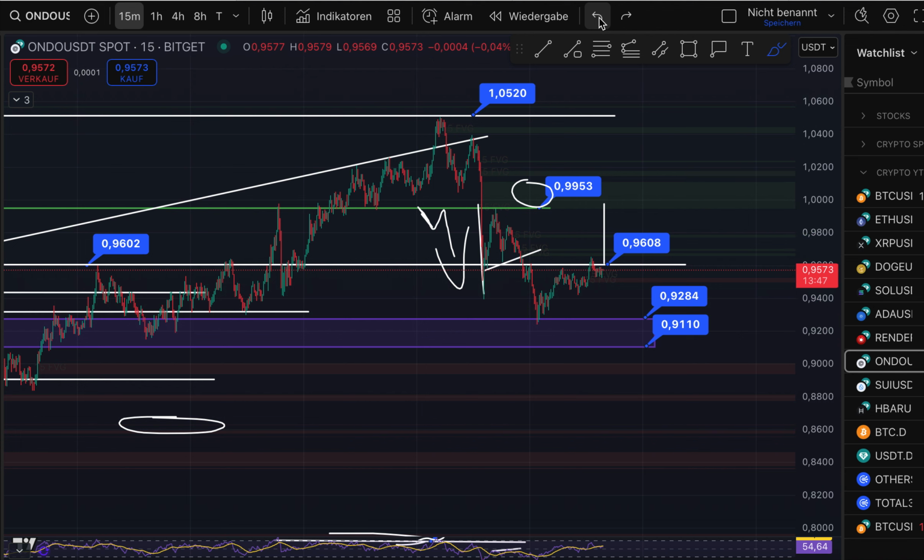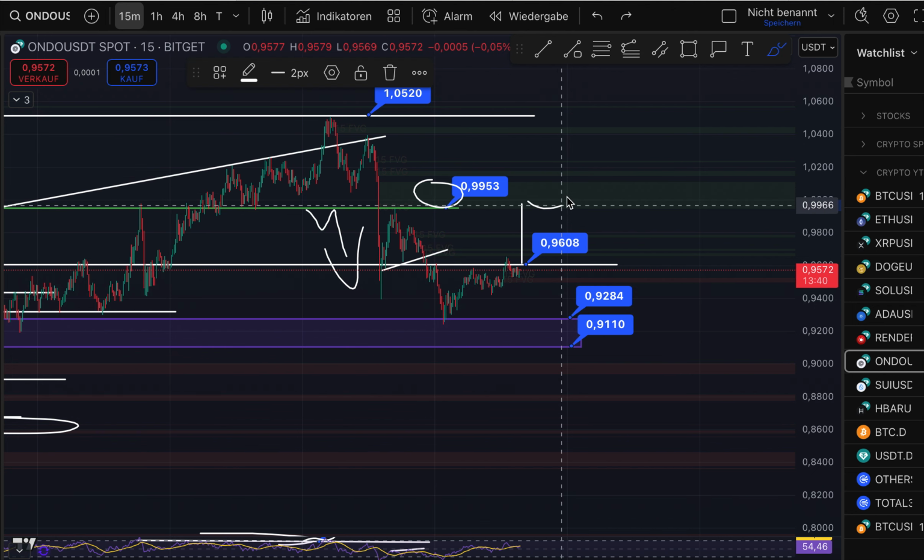So we have to see if we are going to drop even more, or if we break something to the upside and get at least the fair value gap filled. And here we have to see, do we push to the upside or do we push to the downside? That's a question which we can answer hopefully in the next days. So let's get to Sui.